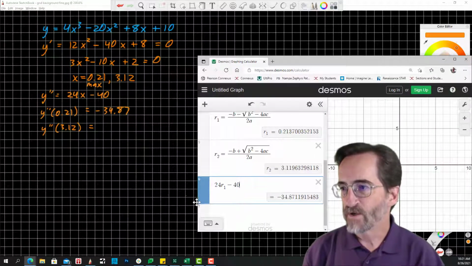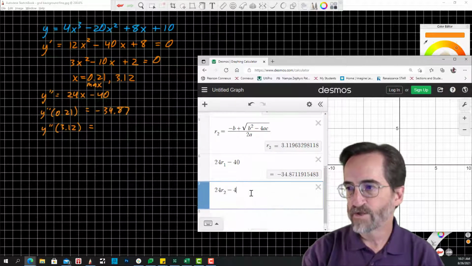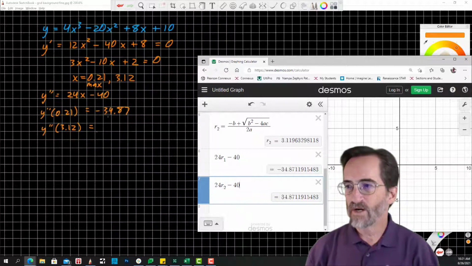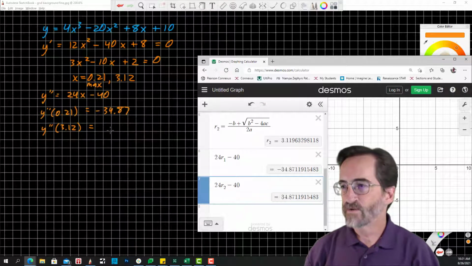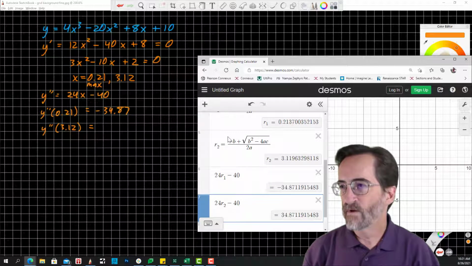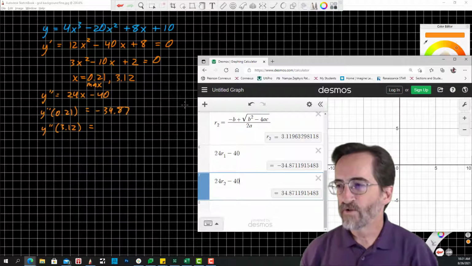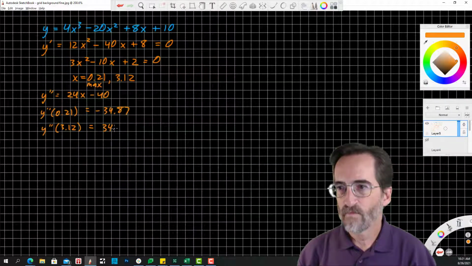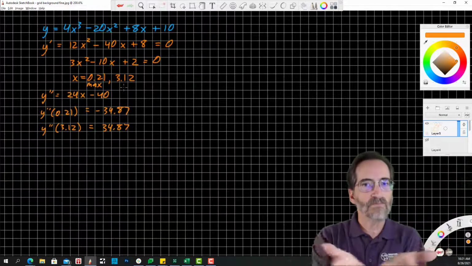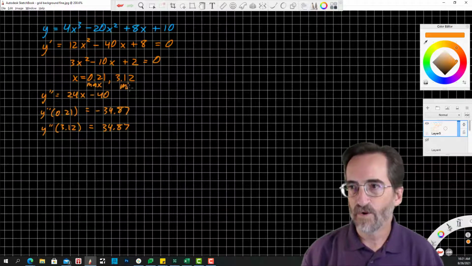So let's try 24 R2 minus 40. And we get, look at that, the same value but positive. So R2, R1, make sure, interesting. So 34.87. And this tells me that this function is concave up, and that means that we're talking about a minimum point right here for 3.12.